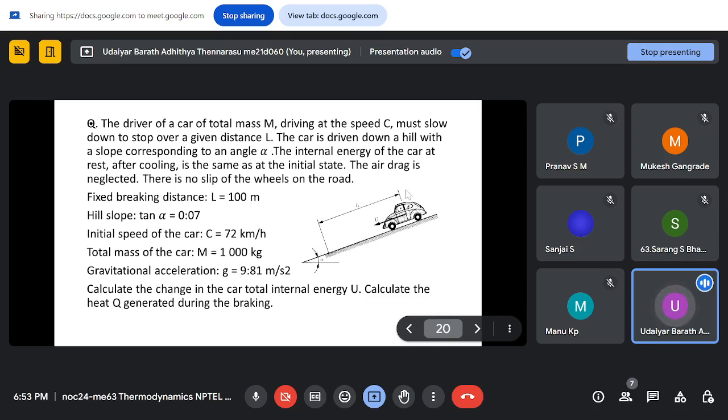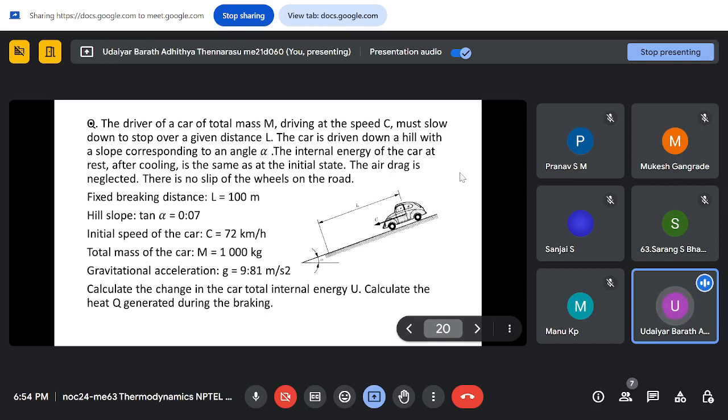So the knowns are, we have a distance, L is 100 meters, and tan alpha is 0.07. They are saying the initial speed of the car is 72 km per hour, the total mass of the car is 1000 kg, and the acceleration due to gravity is 9.81 meters per second square. So we need to find out the change in the total internal energy of the car and the heat. For the internal energy change, we just have to find out how much work is being done from point 1 to 2.